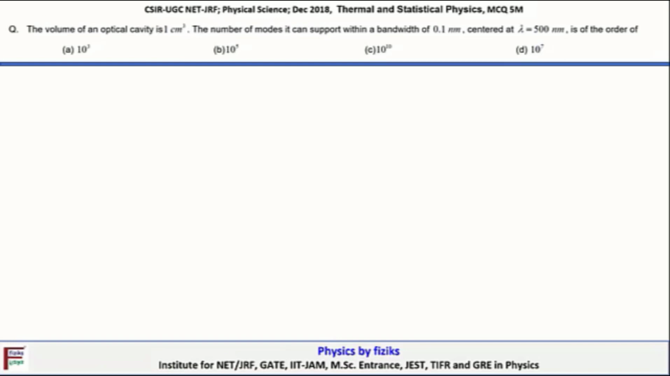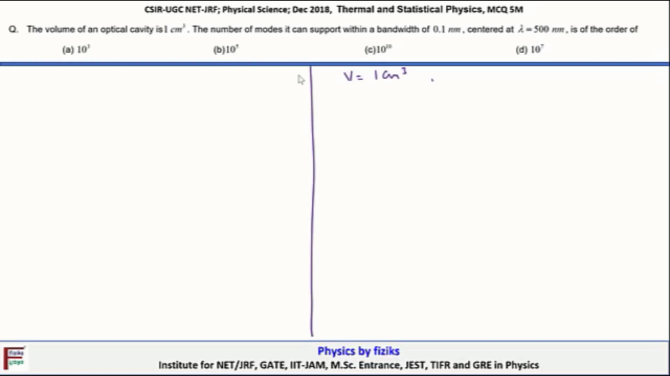So let's take a look at the next problem. The statement is: the volume of an optical cavity is 1 centimeter cube. Okay, so let's try to write the things which are given to us. The volume of the cavity is given to us, this is 1 centimeter cube. Okay, the number of modes it can support within a bandwidth of 0.1 nanometer.